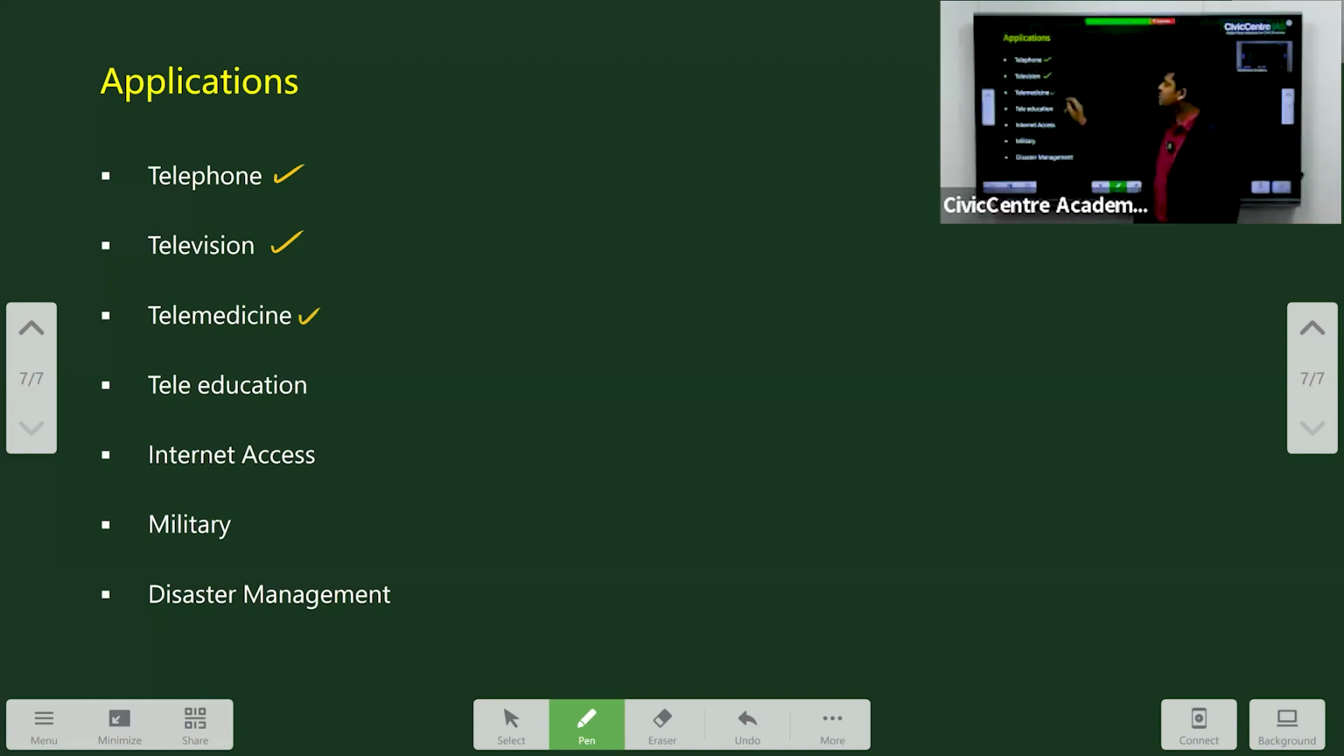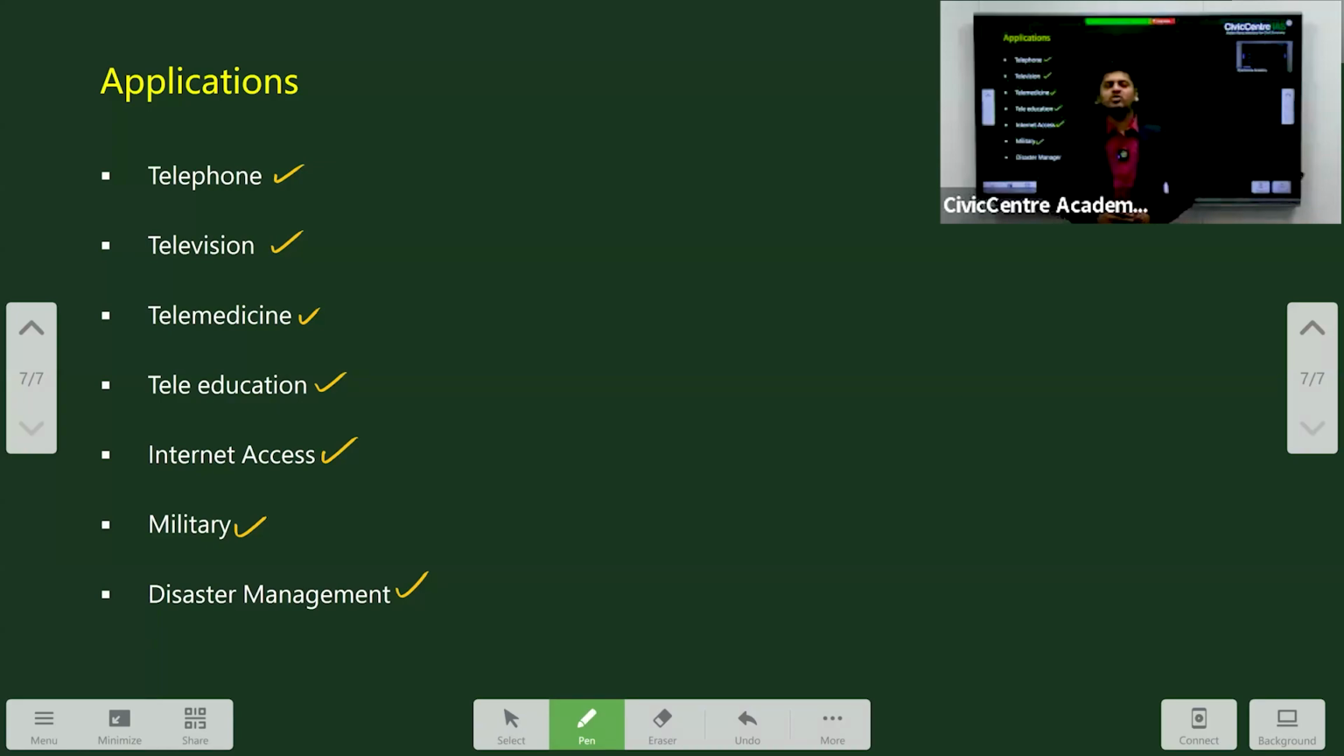Then telemedicine: sometimes hospitals go for online consultation, when doctors and patients are not accessible to each other. This is telemedicine. And teleeducation: now we are able to study from various online courses and from various premier institutes. This is because of teleeducation, online education. We are able to get internet access because of communication satellites. The military uses communication satellites for its communication, and we also use them for disaster management. So these are the wide range of applications of communication satellites.